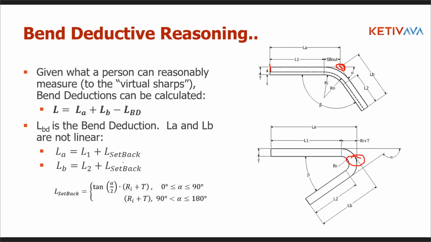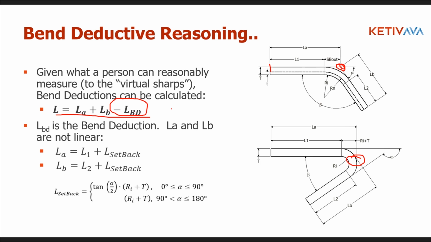So basically what ends up happening is that your formula changes. It's no longer L1 plus L2 plus the length of the neutral line. Basically what we're doing is saying I can measure LA, I can measure LB in my folded state, and then basically what I have to figure out is how much do I deduct from that, because the two of those is always going to be longer than your unfolded length.